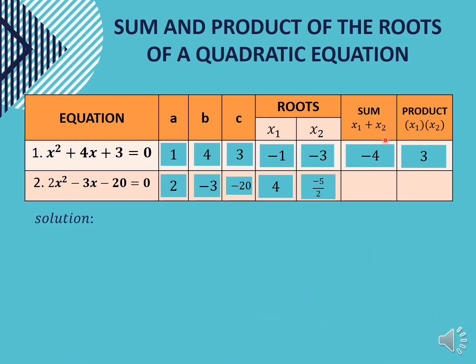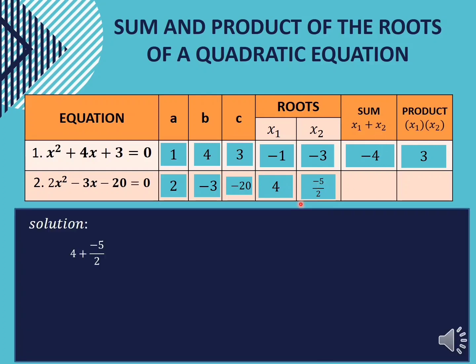Sum. In finding the sum, x sub 1 plus x sub 2, add natin 4 plus negative 5 over 2. Yan, kukunin natin yung sum. 4 plus negative 5 over 2. Do you still recall or remember how we add fractions? Whole number and the fractions. So, di ba, kinukuha muna natin yung LCD. Ang whole number ay 4, which means meron siyang denominator na 1. Now, the LCD between 1 and 2 is 2. 2 divided by 1, that is 2 times 4, that is 8. 2 divided by 2, 1 times negative 5, that is negative 5.